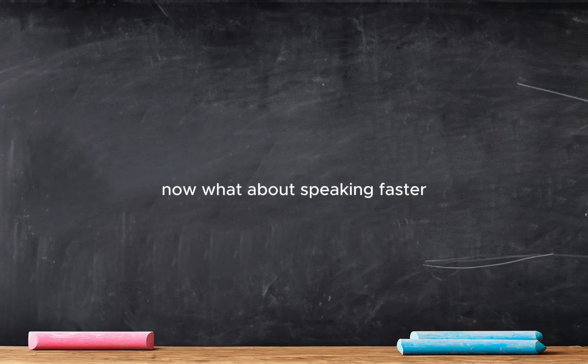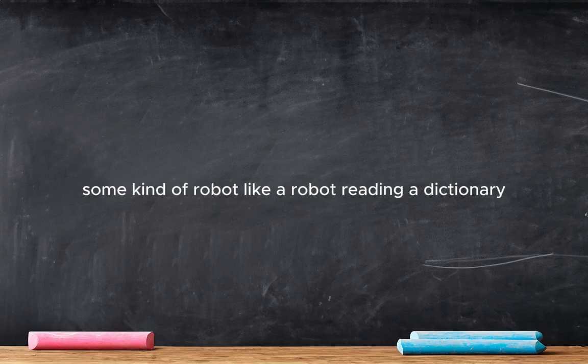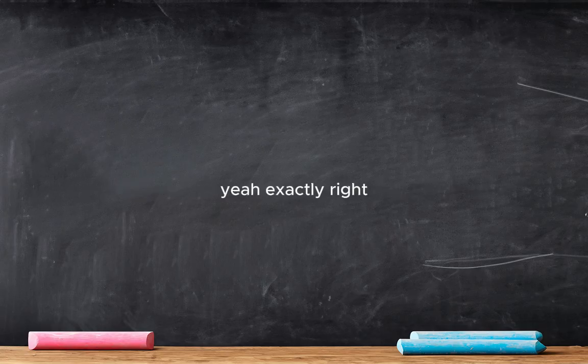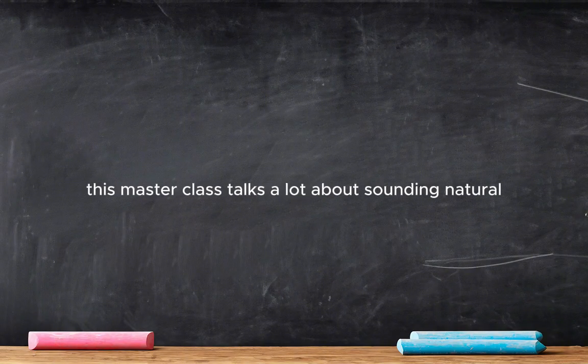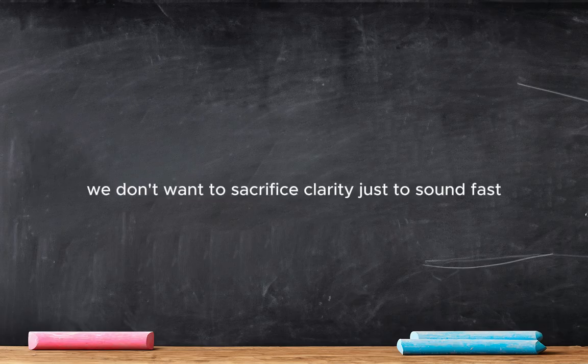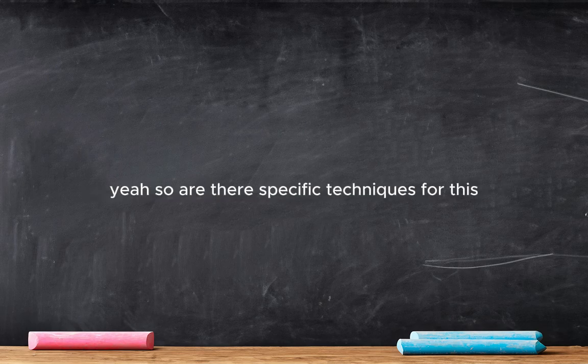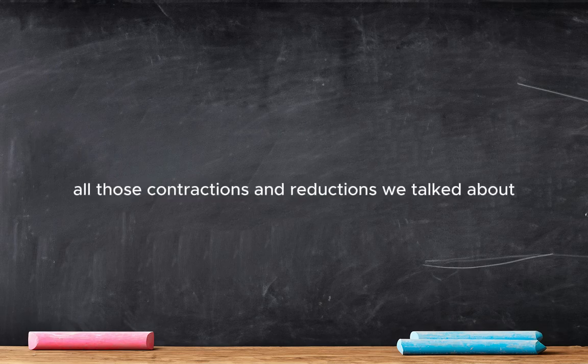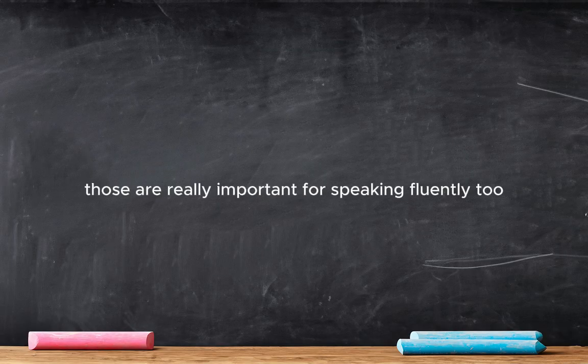Now, what about speaking faster? How do we do that without sounding like some kind of robot? Like a robot reading a dictionary. Exactly. This masterclass talks a lot about sounding natural and fluent, not just talking faster. Like you said, we don't want to sacrifice clarity just to sound fast. So are there specific techniques for this? Well, remember all those contractions and reductions we talked about? Those are really important for speaking fluently, too.